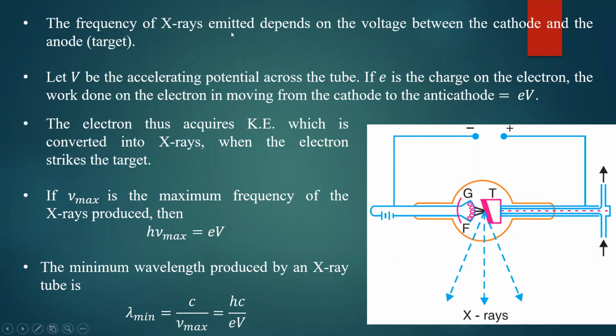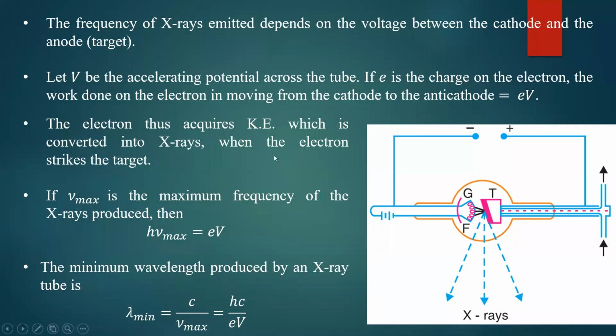Here, the frequency of X-rays emitted using the Coolidge tube depends on the voltage between the cathode and anode, because the voltage between the cathode and anode decides the speed of the electron. If the voltage is more, the speed of the electron will be more. If a high speed electron hits the target, higher energy X-rays are produced. That means higher frequency X-rays are produced.